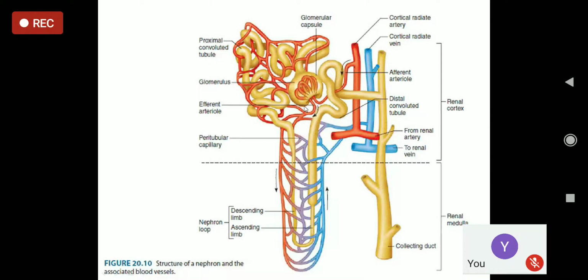So you see one portion of the tubule is swollen, and it is a cup-like structure. And inside the cup-like structure, there is the glomerular tuft of capillaries. That is, and then again there is a tuft of capillaries here.